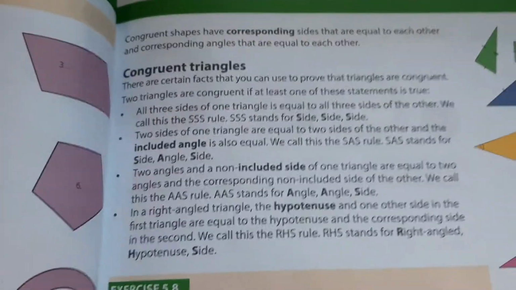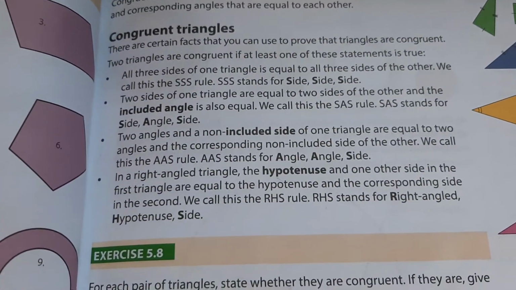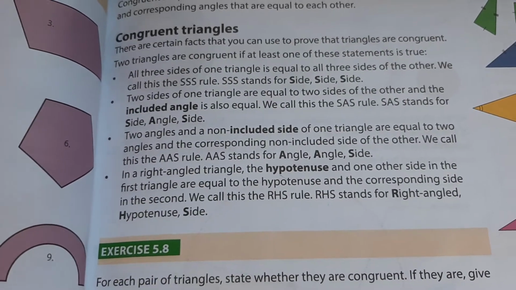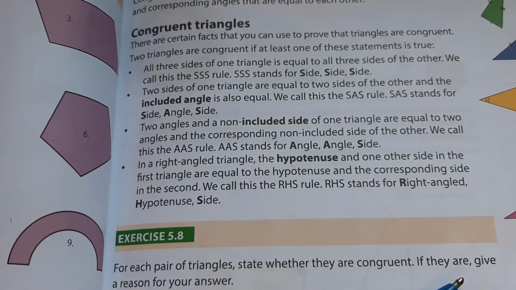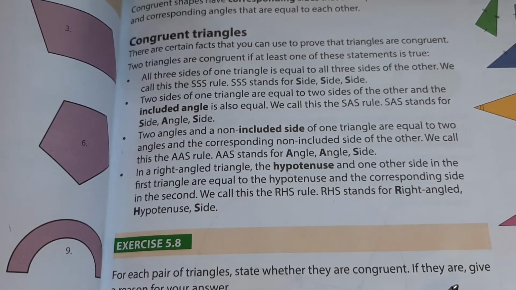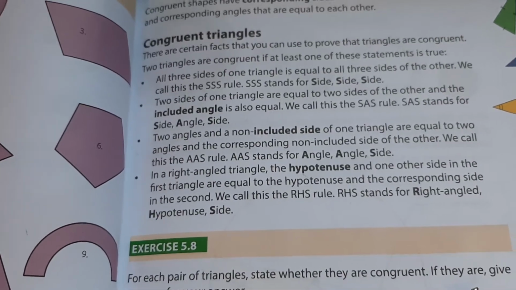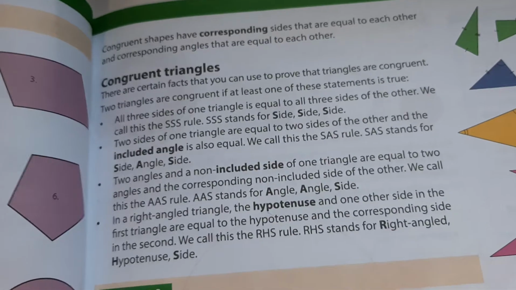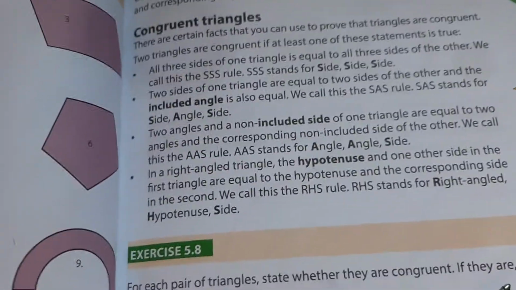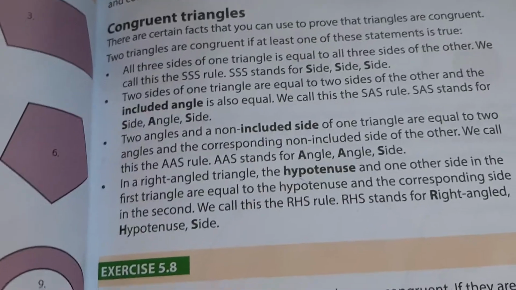But again, students, you must please know this. If I come back to school and I talk about SSS, you must immediately tell me, ma'am, three sides. If I talk about SAS, you must tell me, ma'am, side, angle, side. If I say AAS, you say, ma'am, angle, angle, side. If I say RHS, you must say, ma'am, that is in a right-angled triangle. It's the hypotenuse and one of the shorter sides.